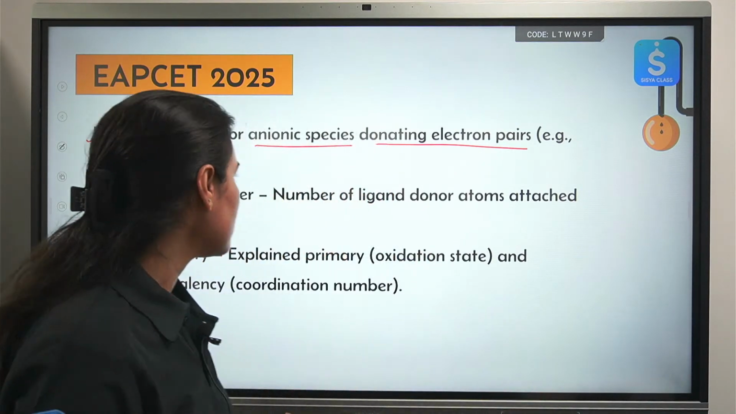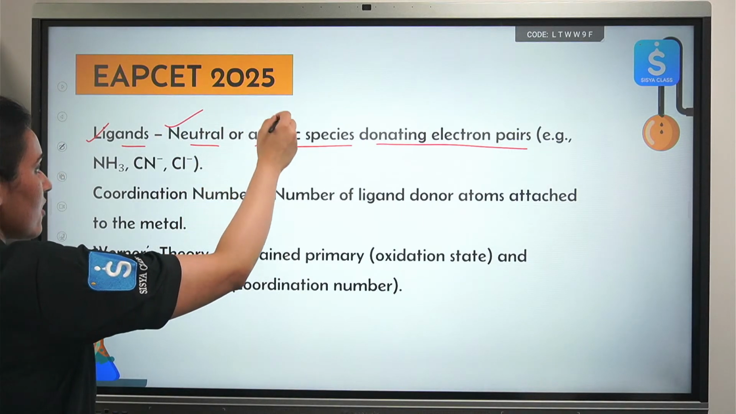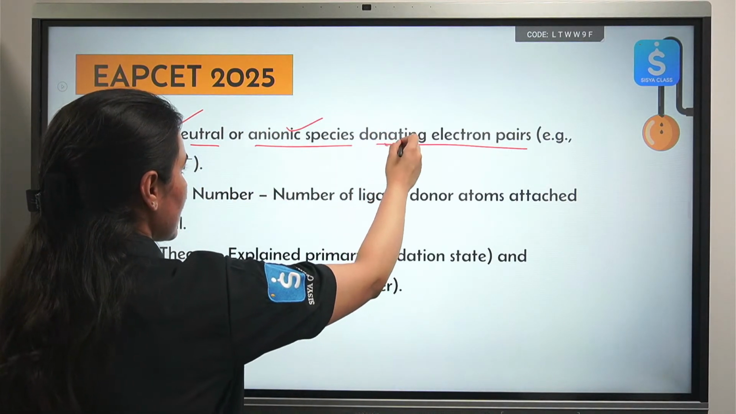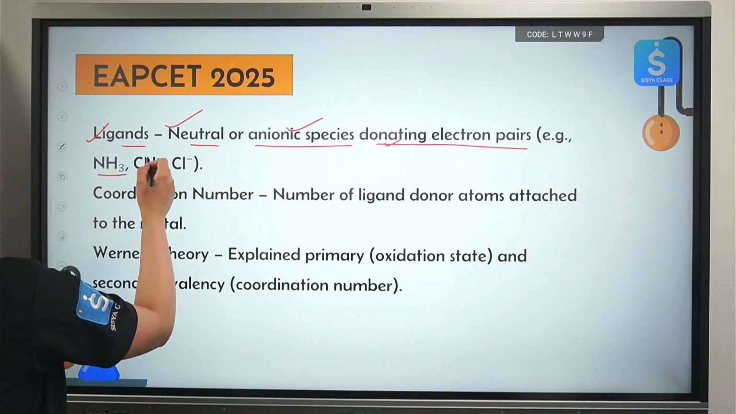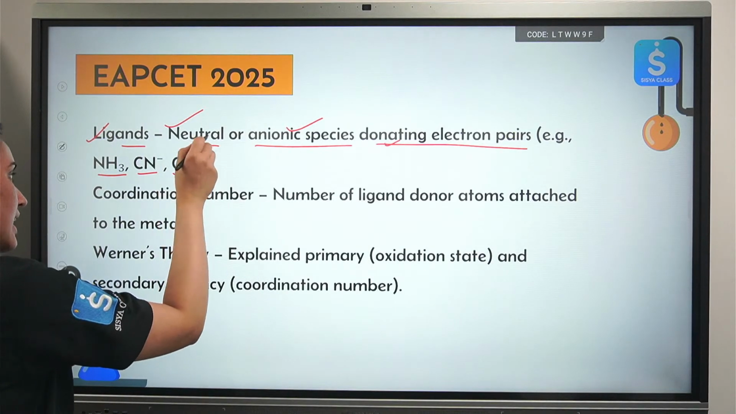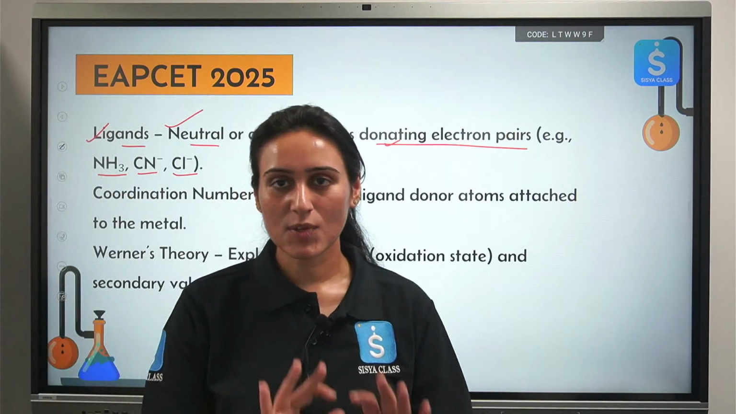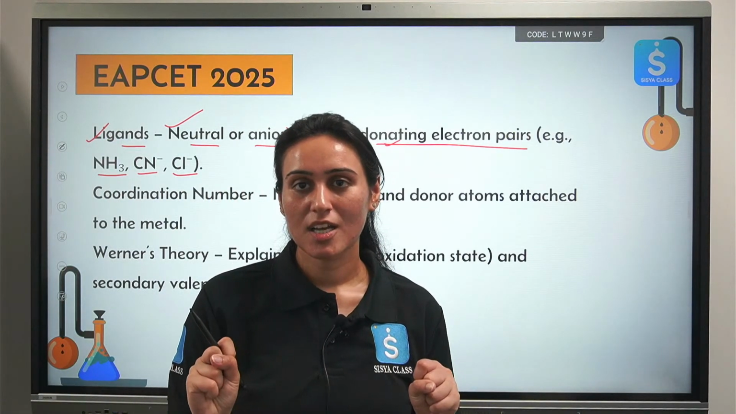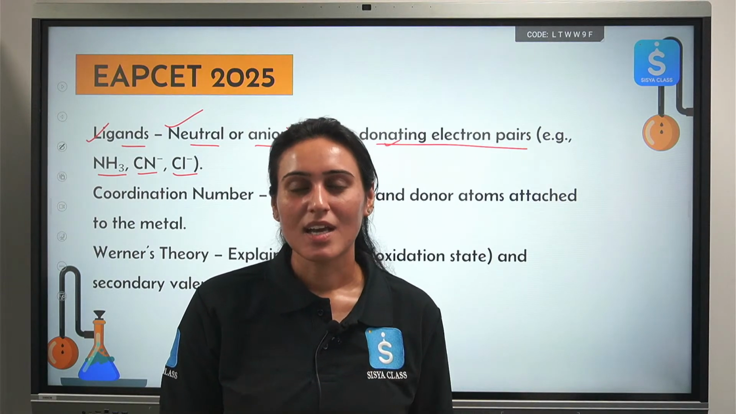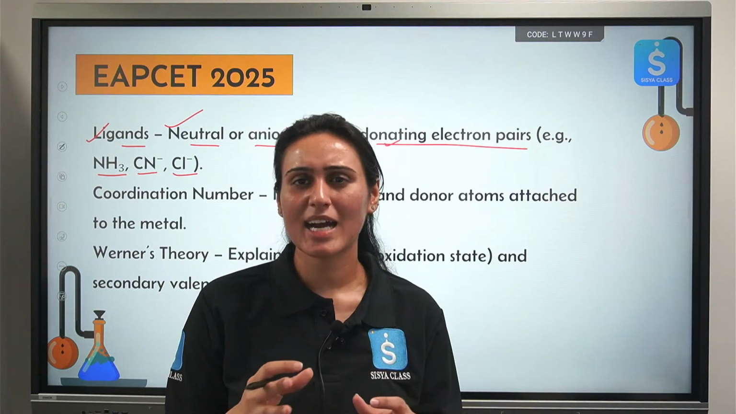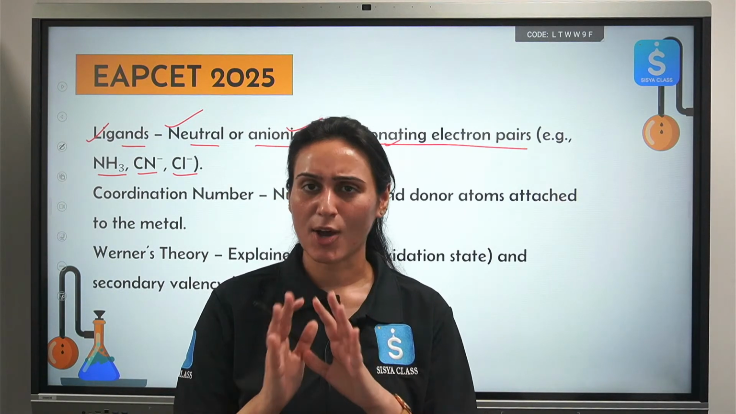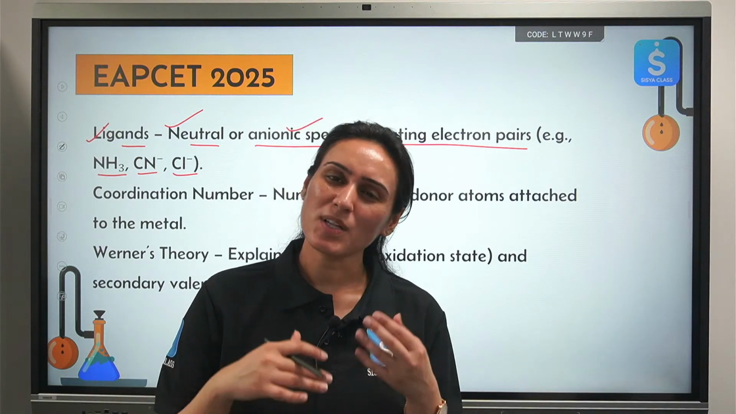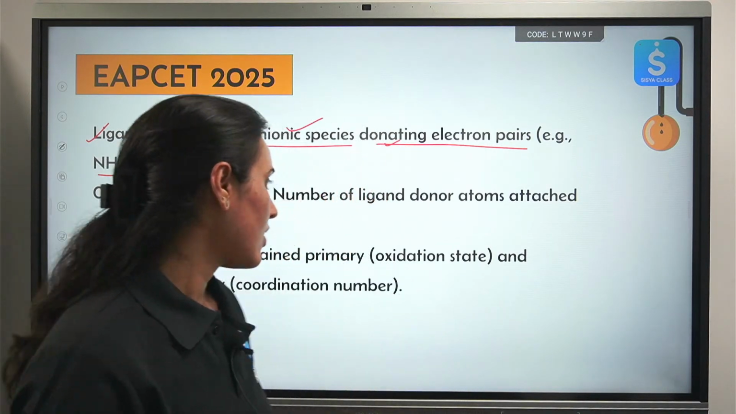So you can have neutral or anionic species which can donate electron pairs like ammonia, like cyanide, like chloride. But you can have positively charged ligands also. Not that much prominent, not a lot of questions are asked from there, but you should know about it. What else is there?